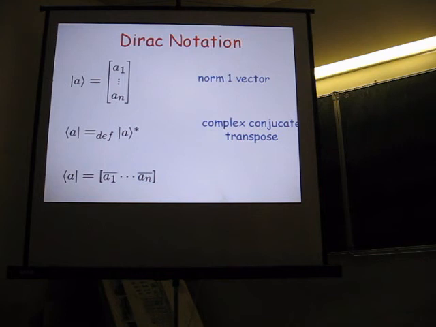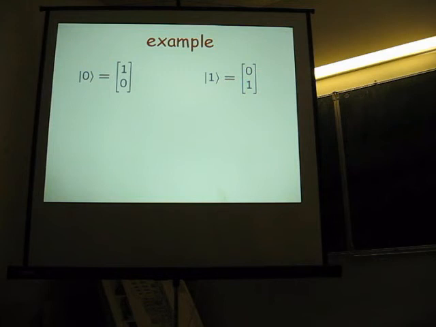For example, the zero basis state is just this vector. The one basis state is this vector. Note that I just arbitrarily chose a basis, but you have to fix it. We call it a computational basis. And when I talk about the superposition, I have this vector that has an alpha here and a beta here.